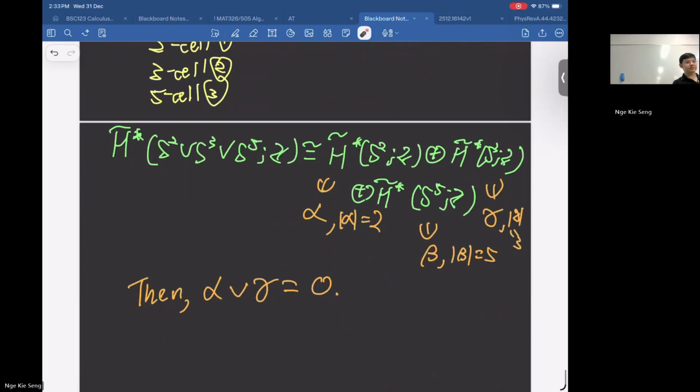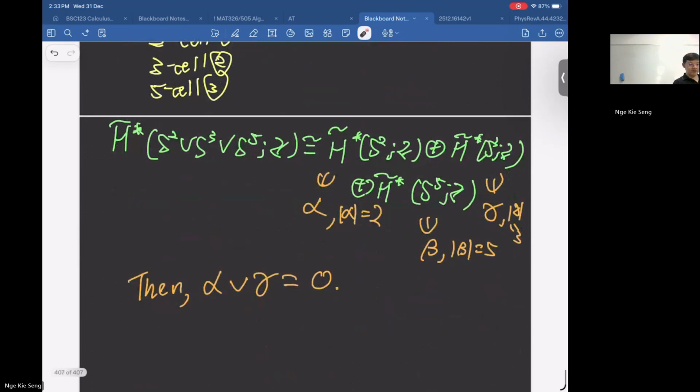Where? Which one? Why is alpha cap gamma 0? Because there's no relation between these two spaces. Let me think how to say it. Should I go this way or can I explain in a different way?